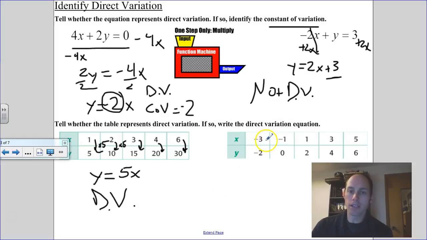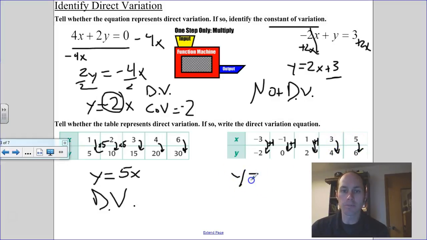Look at the example on the right, negative 3 to negative 2. Could be multiplying by negative 1.5. But then this one doesn't work, so it's plus 1, plus 1, plus 1, plus 1, plus 1. So the rule would be y equals x plus 1. And we would say that that's not direct variation because we are not just multiplying by a value, we're adding something else in.